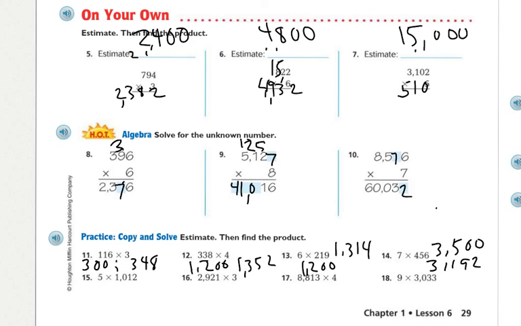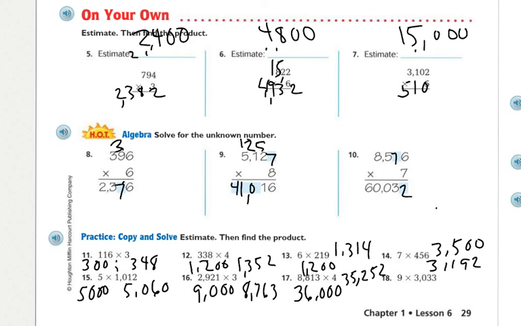On number 14, the estimate is 3,500, and the actual answer is 3,192. On number 15, the estimate is 5,000, and the actual answer is 5,060. On number 16, the estimate is 9,000, and the actual answer is 8,763. On number 17, the estimate is 36,000, and the actual answer is 35,252. On the last problem, the estimate is 27,000, and the actual answer is 27,297.